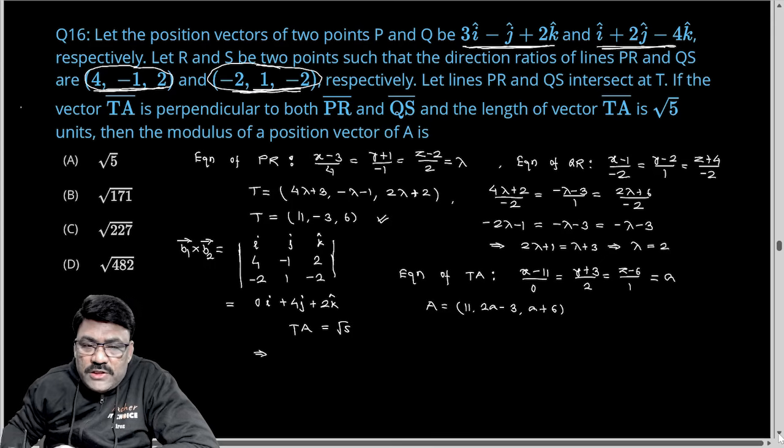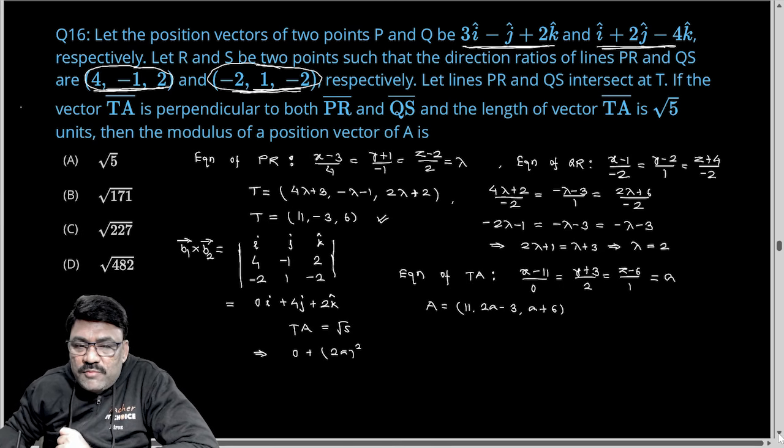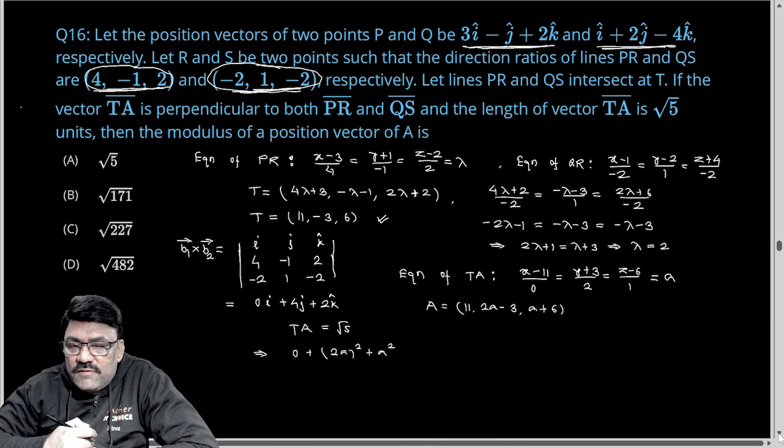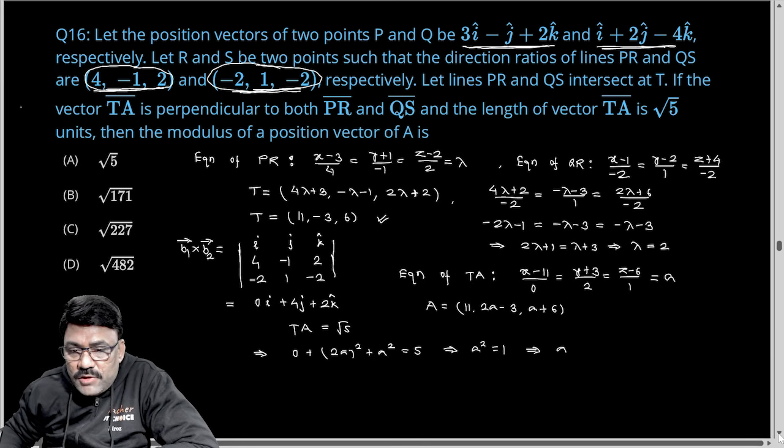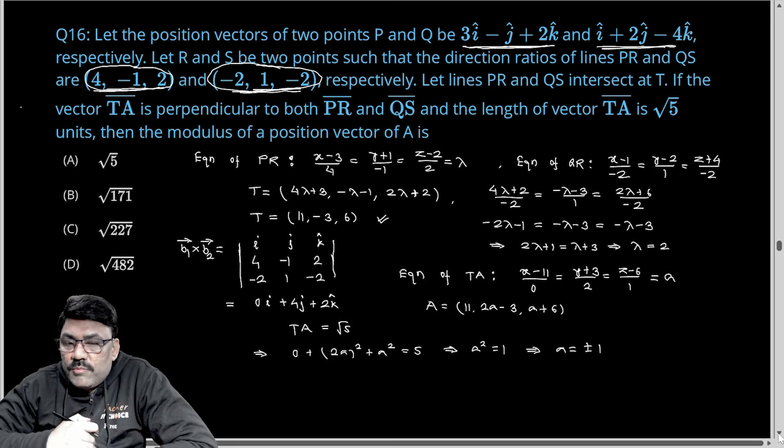So you will get 11 minus 11, 0. 2A minus 3 plus 3 is 2A whole square. A plus 6 minus 6, A square. And this will be 5. So this gives you 5A square equals 5, A square equals 1. Hence A will be plus minus 1.